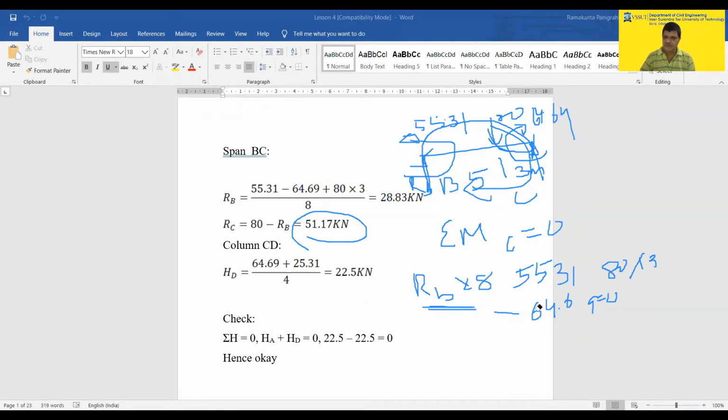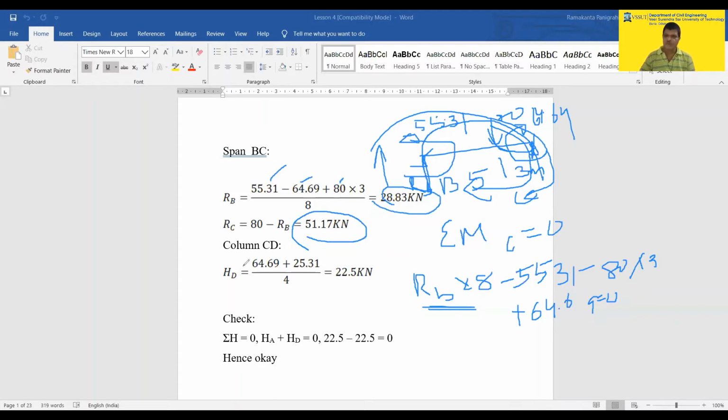We have written it in a different way. RB into 8 gives a clockwise moment, and clockwise moment is positive. So anti-clockwise is negative, and this is positive. If we come to the other side, then this minus becomes plus, this plus becomes minus, and this minus becomes plus. So this comes out to this.